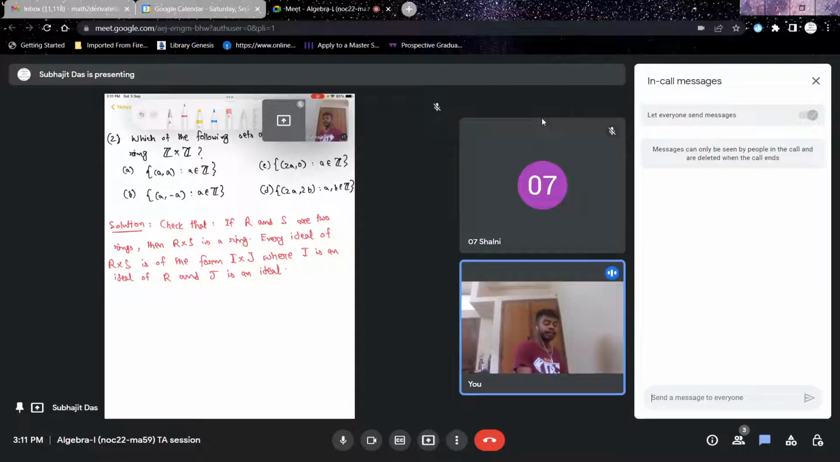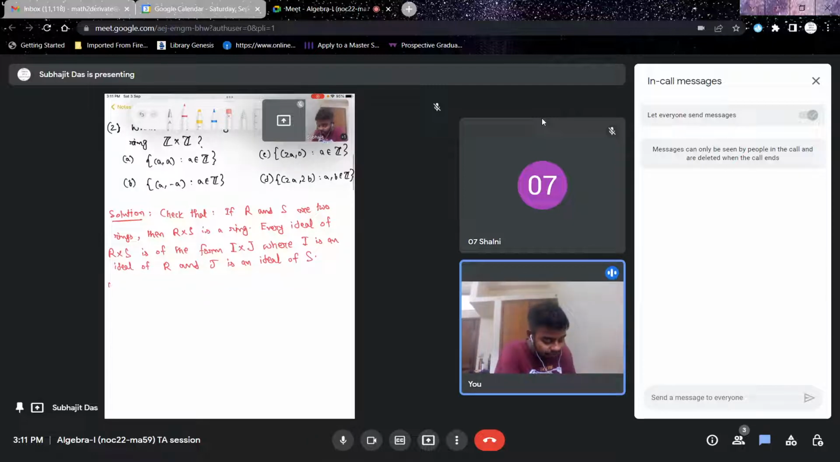And the idea behind this is simple. So this is just a hint to this. You can check it very easily. So take any ideal, let's say K, of R cross S. Consider the projections.